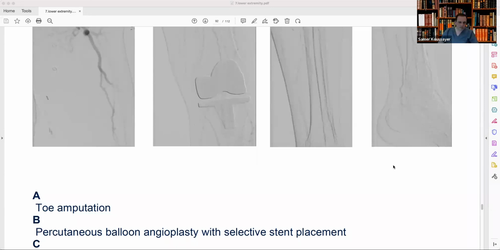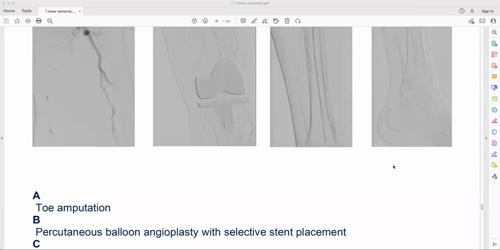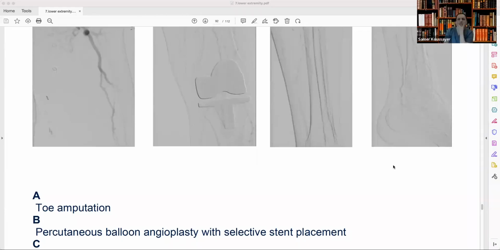What do you do? Arterialize the deep veins. Yes, you can do that, but before that, we do something else.